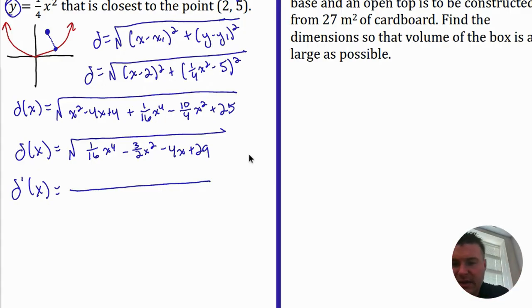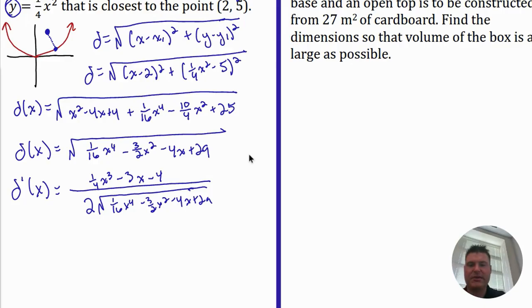This is going to give me 1/4 x cubed minus 3x minus 4. And the denominator is going to be 2 all over this 1/16 x to the 4th minus 3/2 x squared minus... this looks ugly, but don't worry, we don't have to worry about it.